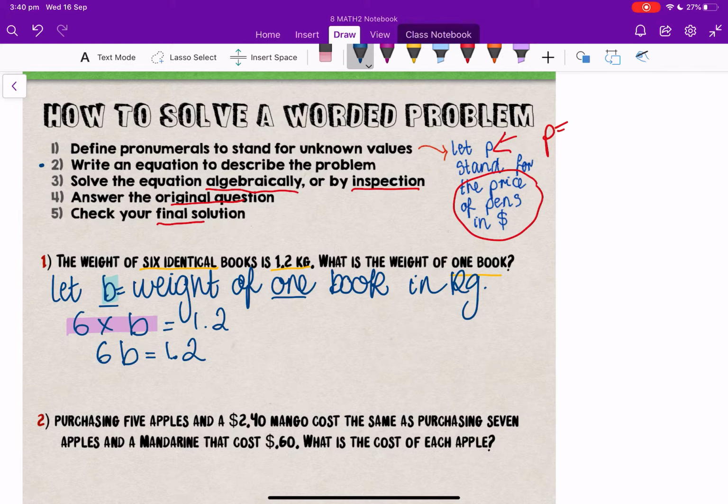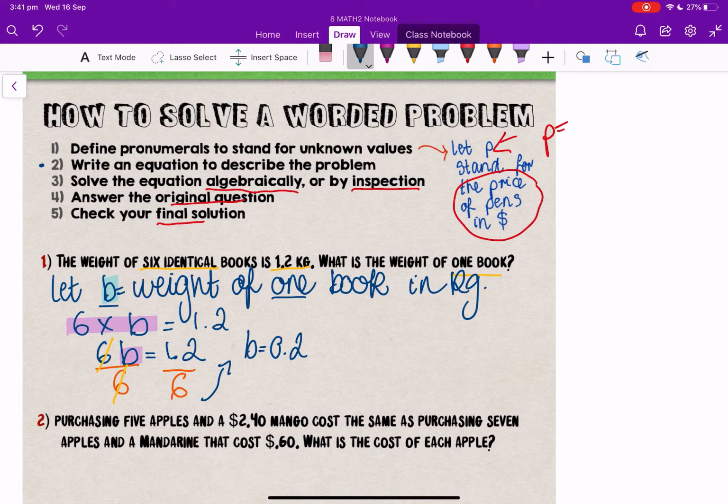Let's have a look at step 3. So for step 3, we need to solve the equation algebraically. That means we need to get b by itself. In order to get b by itself, we're going to do the opposite operation. So currently our b is being multiplied by 6. So what we can do is we can divide both sides by 6. That means on the left-hand side, you get to cross out these 6's. If you divide 1.2 by 6, what you get is 0.2. So b equals 0.2.